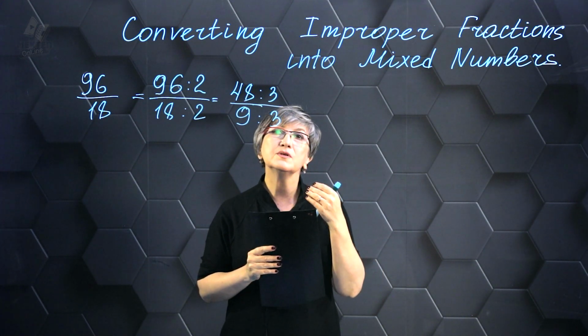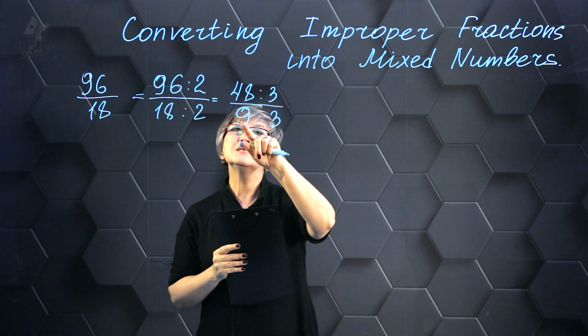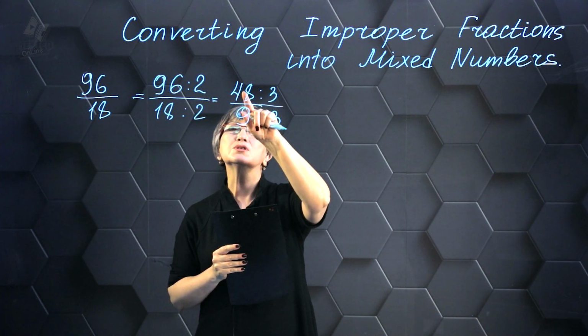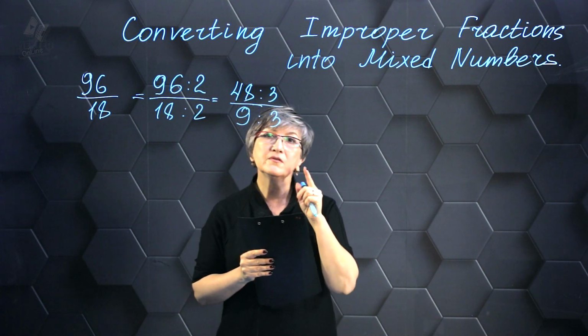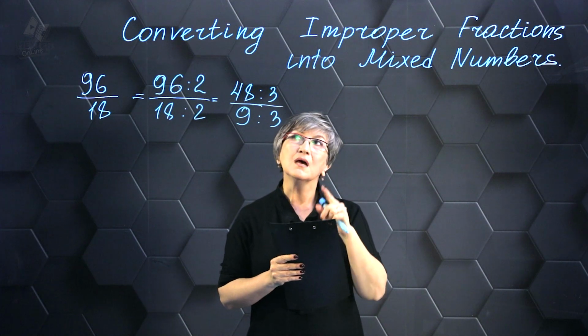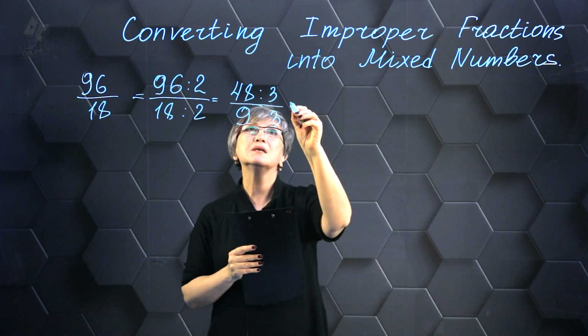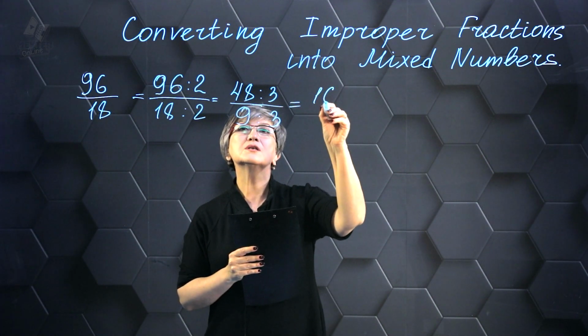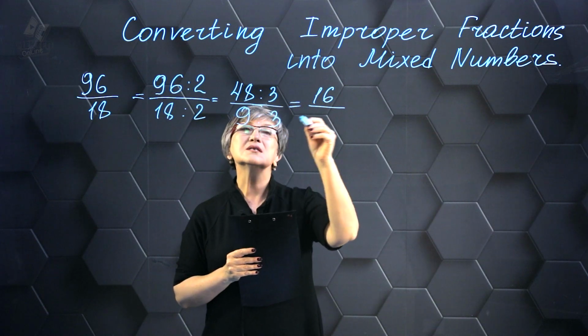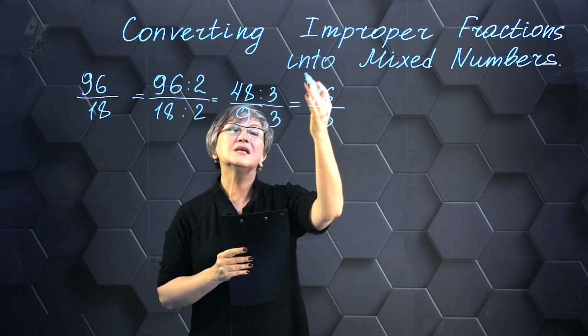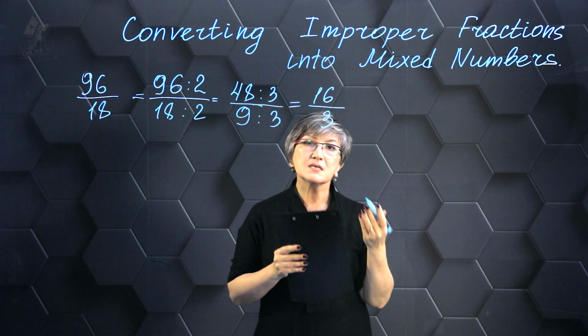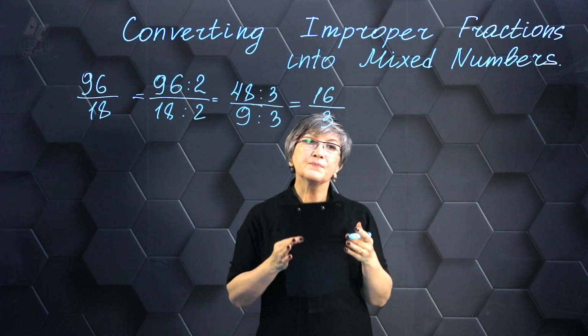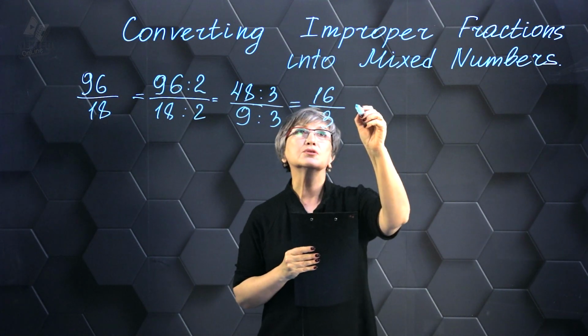How did I see that it can be divided by 3 right away? The number 9 is divisible by 3. For 48, 4 plus 8 is 12. 12 is divisible by 3, so we can divide by 3. Now let's divide. I obtained 16, and the division of 9 by 3 gives 3. Take a look at the nice fraction we have obtained. It is highly convenient to work with.